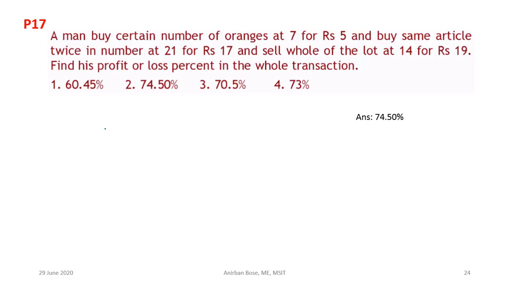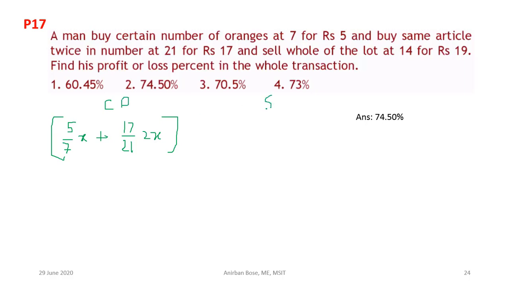Okay, to solve this problem let us consider the price of one orange for the kind 1, that is 5 by 7. We don't know how many he bought, let us consider that is x. And what is the second kind? That was rupees 17 for 21. So price of 1 is this, but it is known that it is twice the number of the first one, so multiplied by 2x, right? This is the cost price of the article.